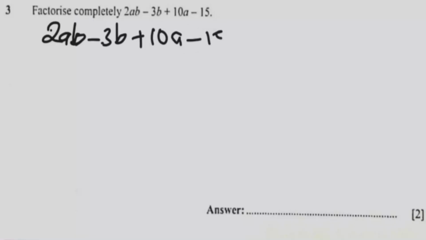Okay, we come to question 3, which is factorize completely 2ab minus 3b plus 10a minus 15. So to work this out, we're going to rewrite the expression: 2ab minus 3b plus 10a minus 15. Now we put these terms in 2 categories: this one and this one.